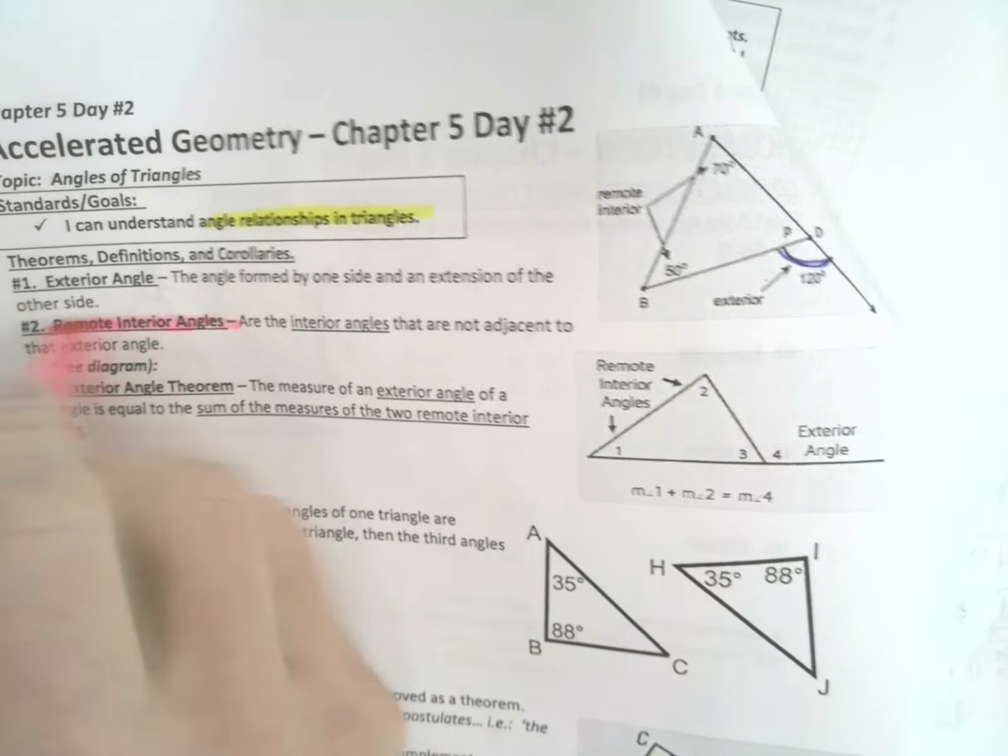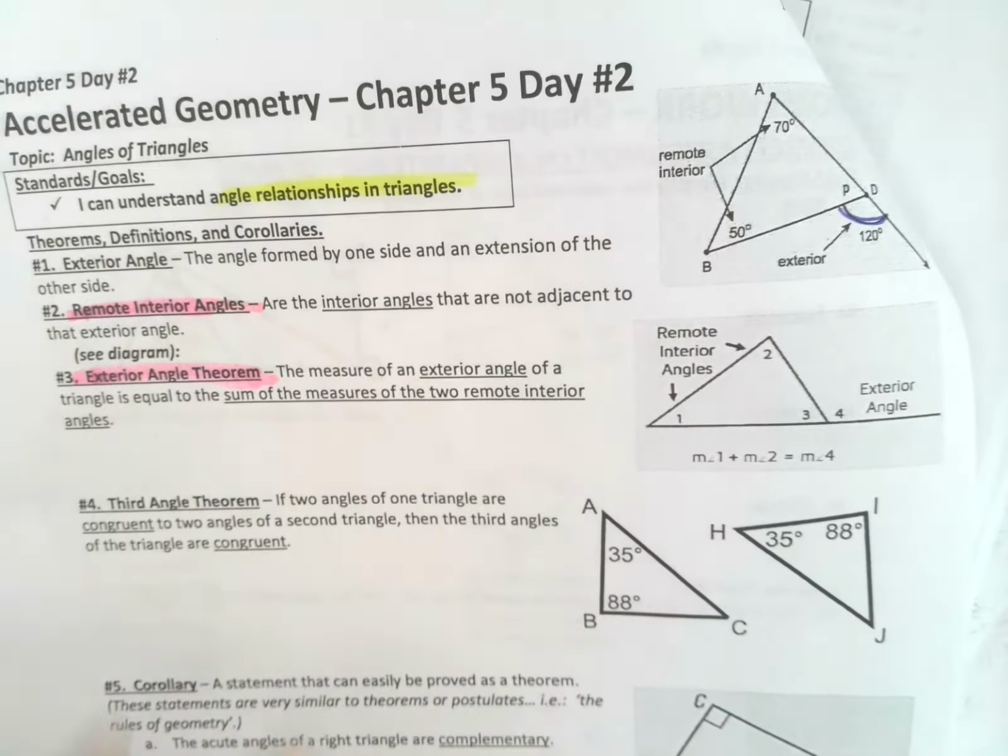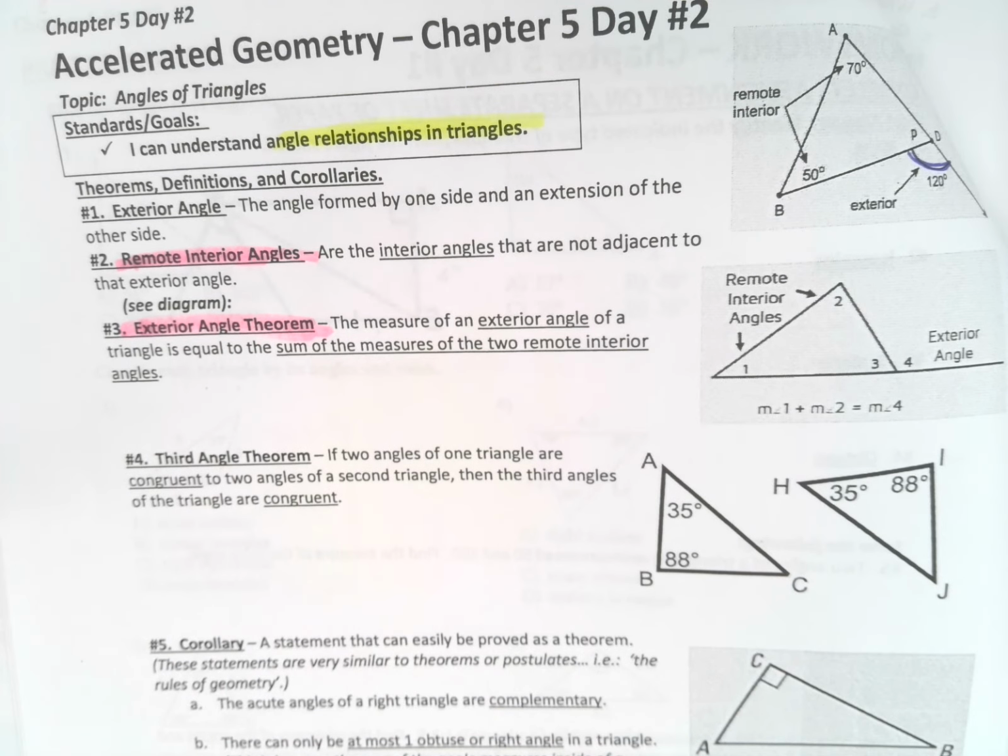This is going to be the big one. This one and our next one. What are remote interior angles, Ethan? They are the interior angles that are not adjacent to the exterior angles.